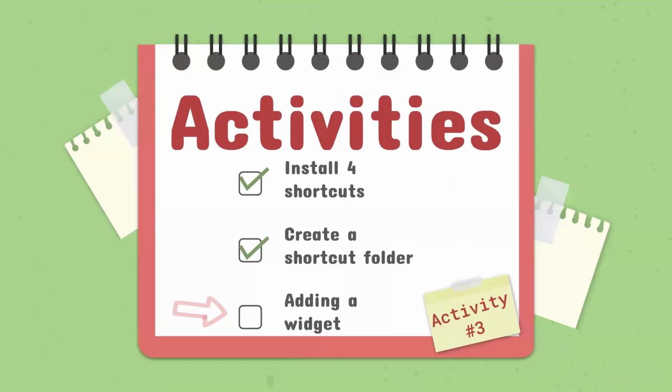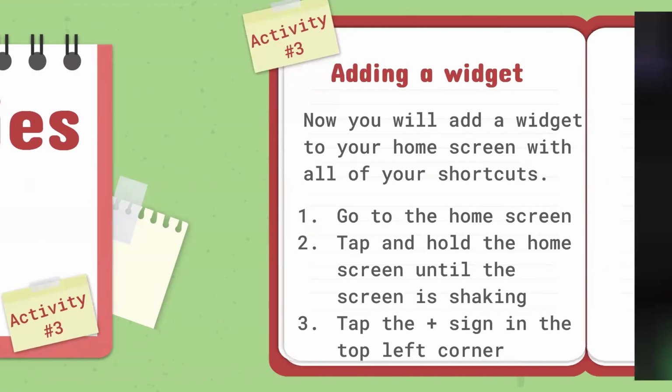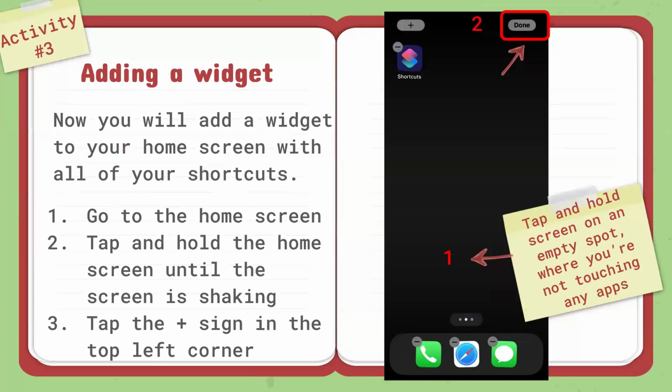Finally, and this is probably my favorite feature with iPhone shortcuts, is the ability to add a widget for it, which makes it even more accessible. Because now, instead of having to go manually into the Shortcuts app to activate it, you're actually going to be able to directly access it from your home screen with all your other apps.